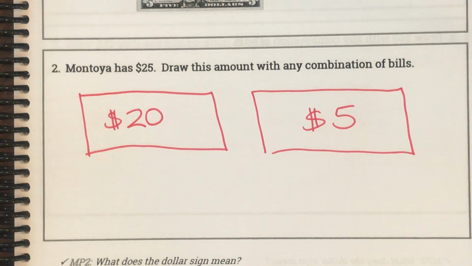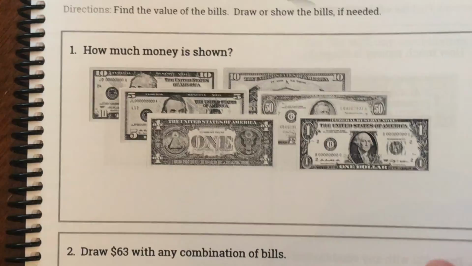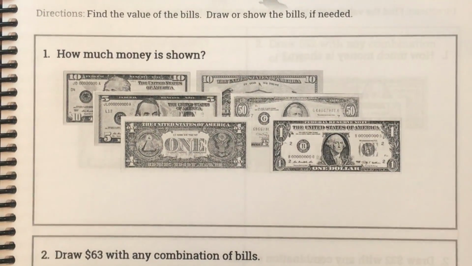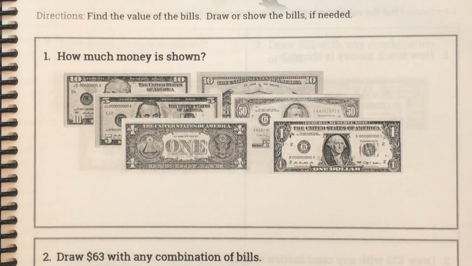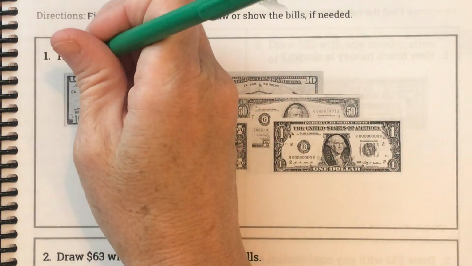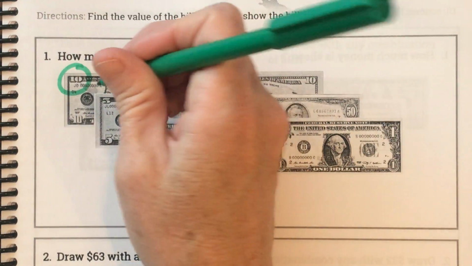Okay, friends, let's do some of these together. We are on page 198. And here's our first problem. It says, how much money is shown? Okay, what I want you first to do is circle the amount.